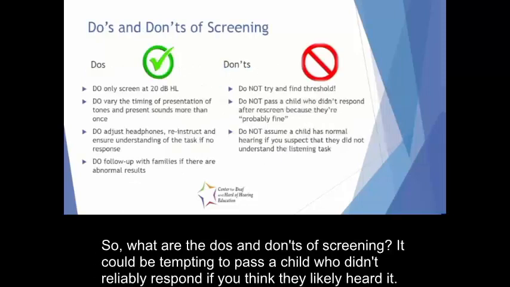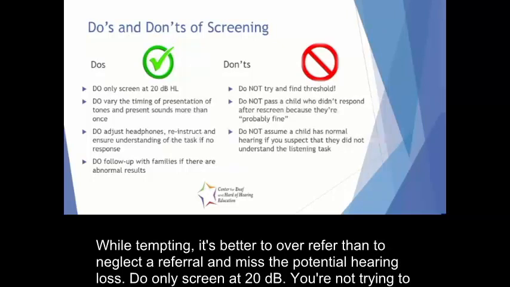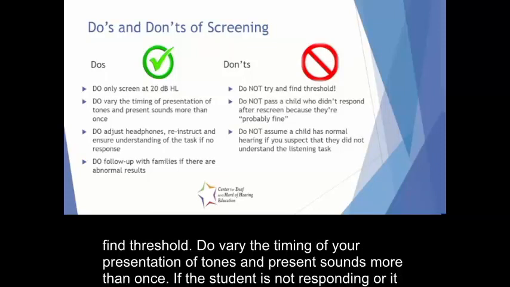So what are the do's and don'ts of screening? It can be tempting to pass a child who didn't reliably respond if you think they likely heard it. While tempting, it's better to over-refer than to neglect a referral and miss a potential hearing loss. Do only screen at 20 dB. You're not trying to find threshold. Do vary the timing of presentation of tones and present sounds more than once.